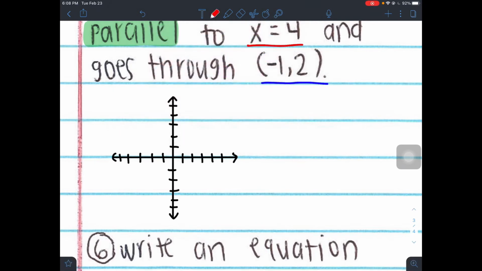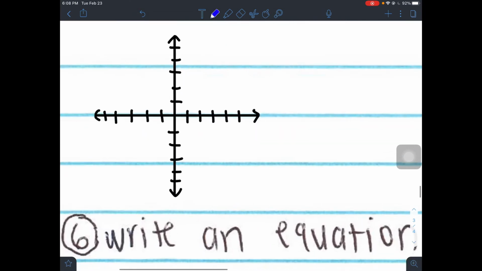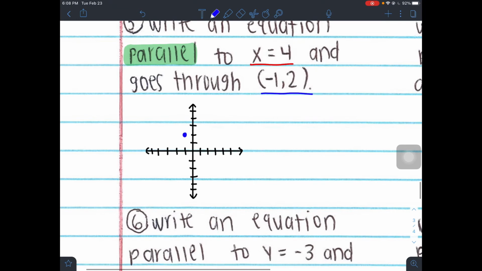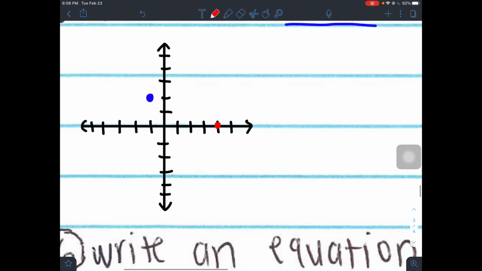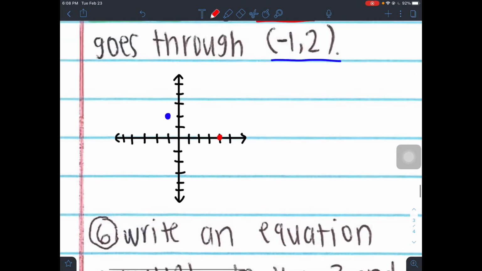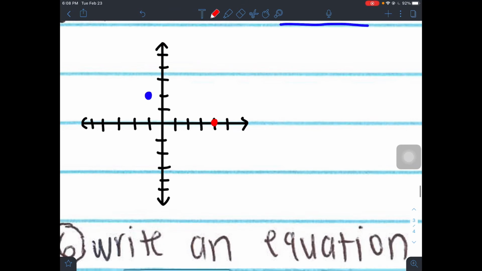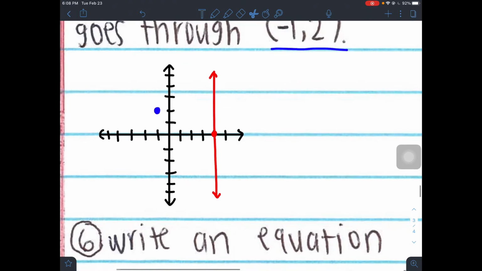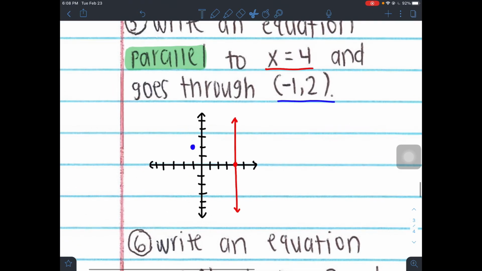Okay, so let's go ahead and plot our point. The point is (-1, 2). That's going to be located right here. Now we want it parallel to x equals 4. So we're not parallel to the x or y axis here. We're going to be parallel to x equals 4. So we need to graph this equation. So how would we graph x equals 4? Well, that's going to be on the x-axis at +4. And notice how the tick marks go up and down. This line is going to go vertically up and down. Okay, so we have a vertical line here. So x equals 4 is graphed right there.